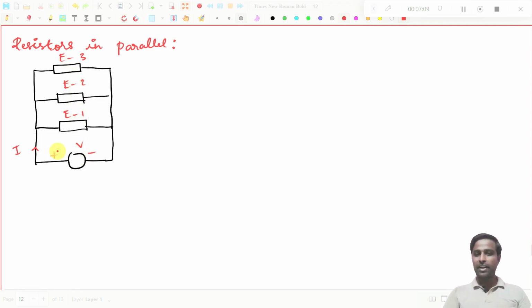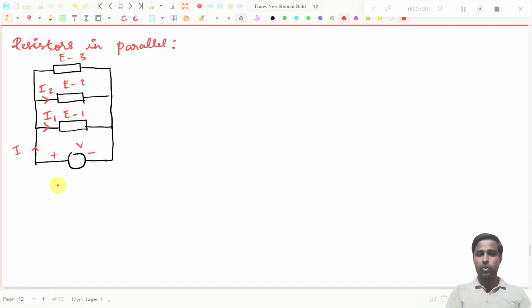But what happens to current here? Since you have a node here, the current should divide. How? If the total current I is coming here, then the current across this element will be I1, the current across this element will be I2, and the current across this element will be I3. And in a parallel circuit, the voltage across all elements will be the same, but the current will differ. That's all, right?